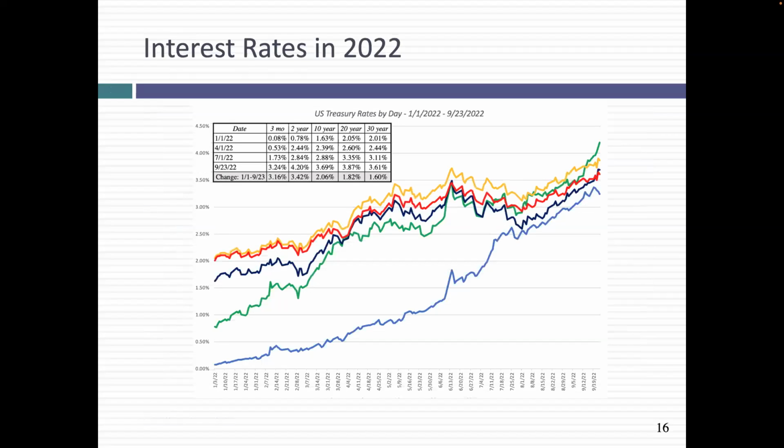So just to give you a sense of why 2022 has been so unsettling for us. This graph shouldn't come as something that should surprise you. You've been tracking the market. These are US Treasury rates this year.